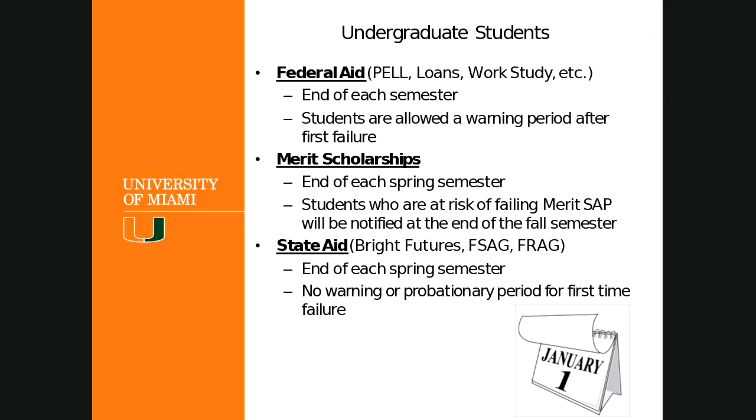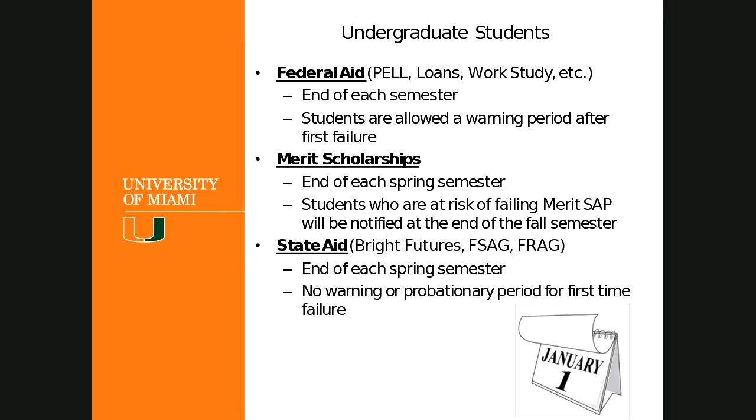State aid is at the end of the spring semester as well. So this is your Bright Futures, your FSAG, your FRAG. There is no warning or probationary period for this. So it's up to you as the student to know where you are in your progress here at the university. What is your GPA? Have you completed 12 credits each semester to make that 24? Always be on top of and cognizant of what's going on in your academic performance, so that at the end of spring it's not a surprise if we send you a notification letting you know you failed in one area.